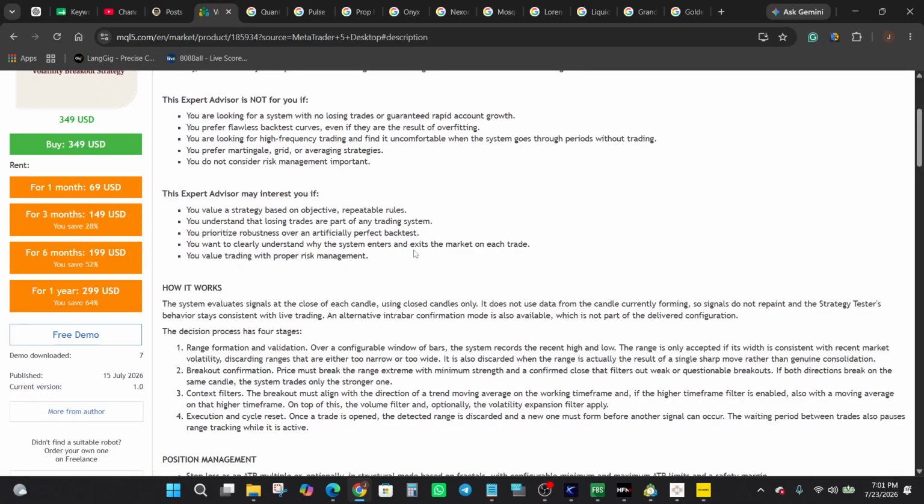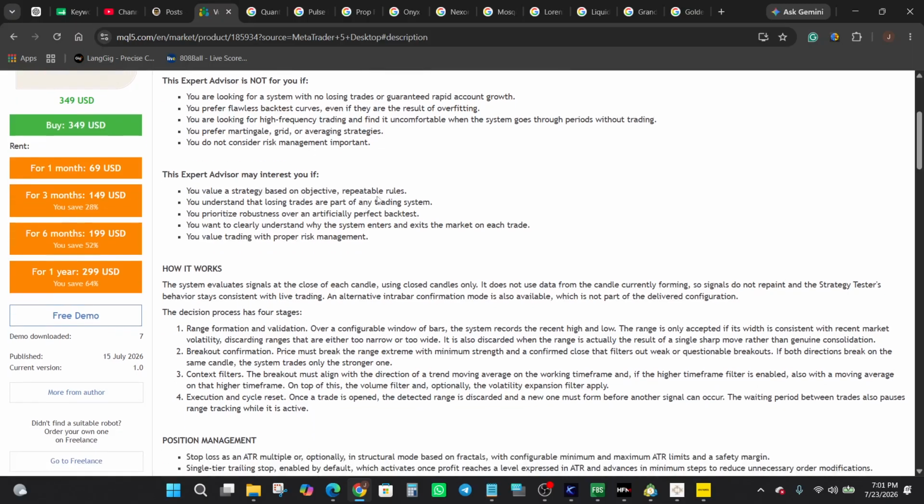According to the developer, the strategy focuses on volatility-based range breakouts. Now, the EA waits for the market to establish a trading range whose width is appropriate for current market volatility. Rather than entering immediately, it waits for price to break beyond that range with confirmation from the candle close and additional strength measured using the average true range, or ATR.